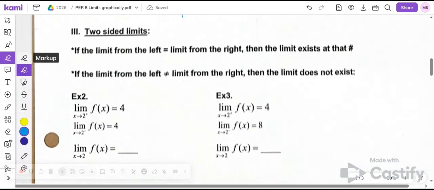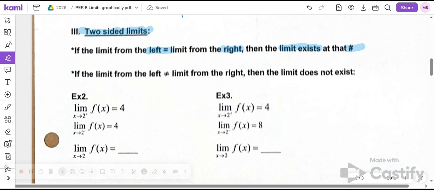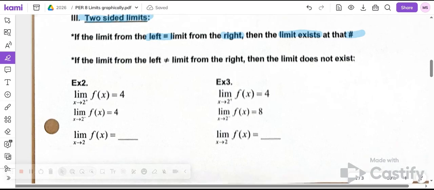Now we're going to talk about two-sided limits, okay? For the two-sided limit, your limit from the left has to equal the limit from the right. And then your actual limit will exist at that number. If my limit from the left doesn't equal the limit from my right, we say the limit does not exist.